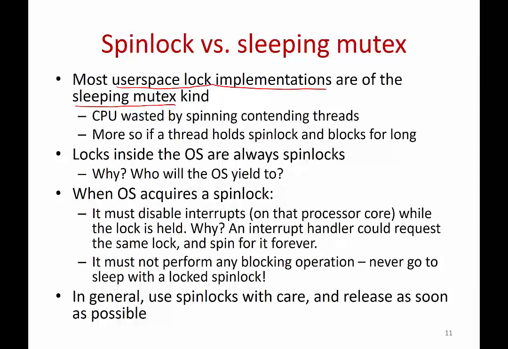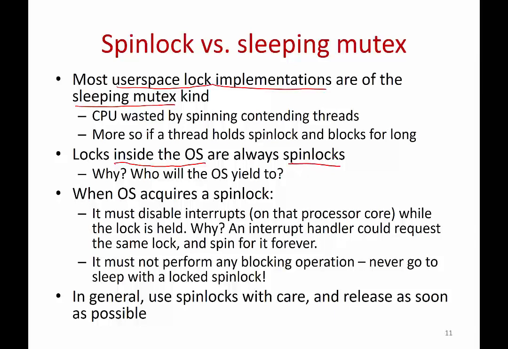Now, that is about user space programs. What about inside the operating system? Operating system code also needs to use locks. There could be one process in kernel mode on this core, another process in kernel mode on some other core, right? Both of them could be accessing the same shared data. Therefore, you need locks. So for operating system code, what type of lock should you use? It turns out that you can only use spin locks. You cannot use a sleeping mutex.